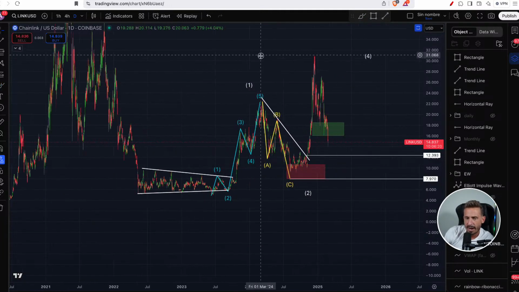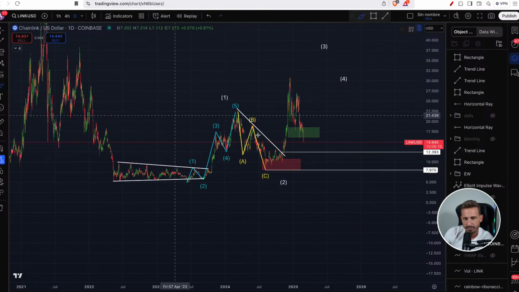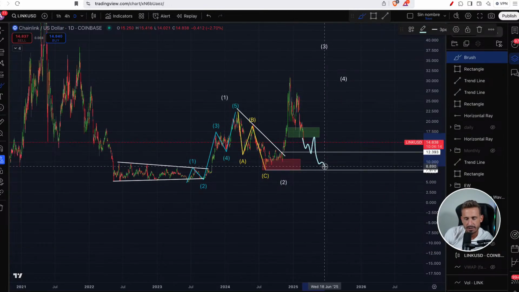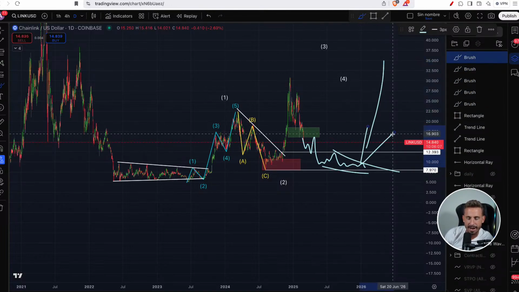I don't want to buy some more Chainlink right now. I will know when to buy, right? If we really continue the downtrend and we start forming a dying formation here, a descending wedge, then I'll say, guys, I'm starting to buy again.